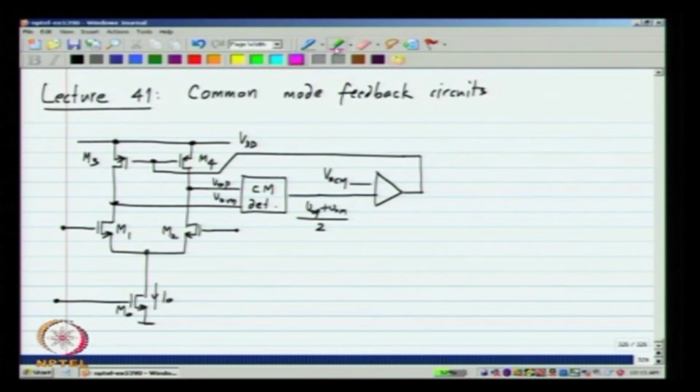Now, in this particular circuit, because increasing the gate voltage reduces the output common mode voltage, (VOP plus VOM) by 2, the signs have to be as shown for this particular op amp.